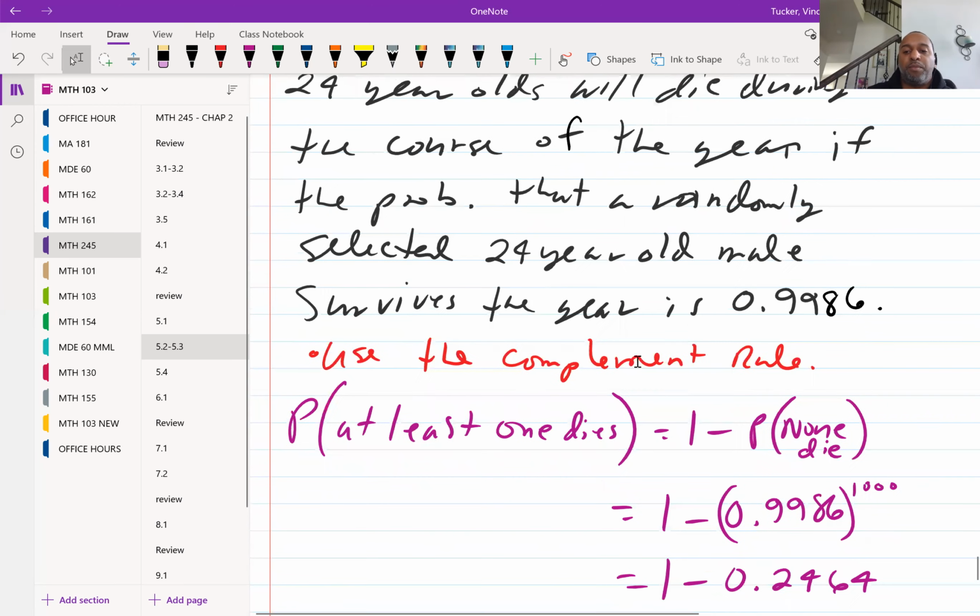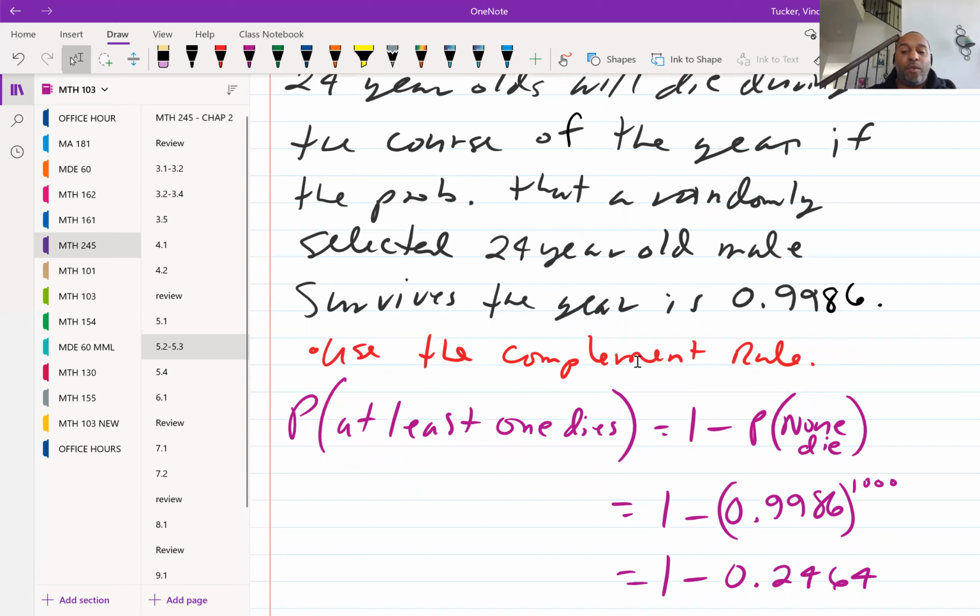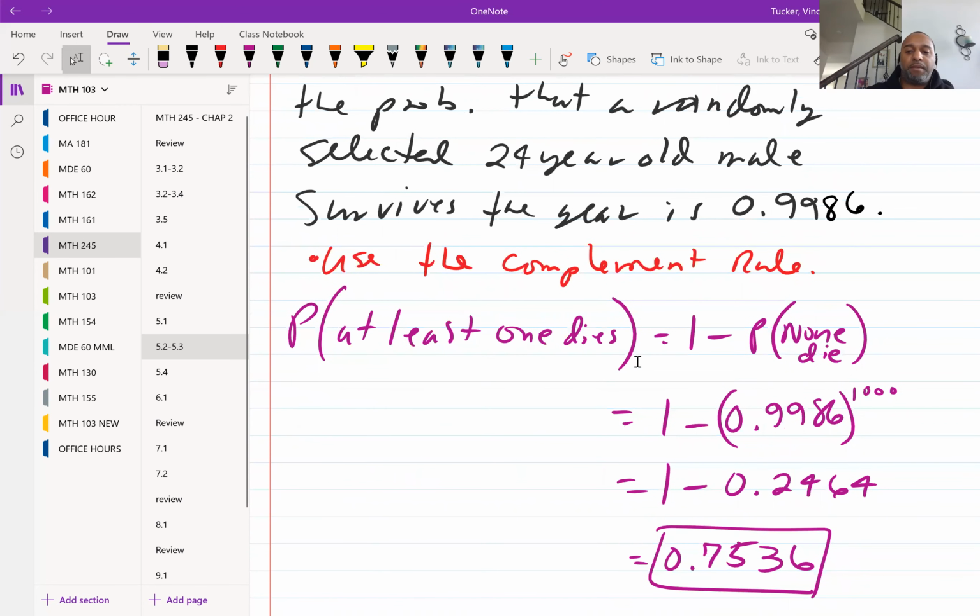So that's 1 minus 0.9986 to the 1,000th power. Once again, emphasizing that you're going to have to use your calculator. You don't want to try to multiply 0.9986 1,000 times. So that gives us 0.2464, and 1 minus that is 0.7536.